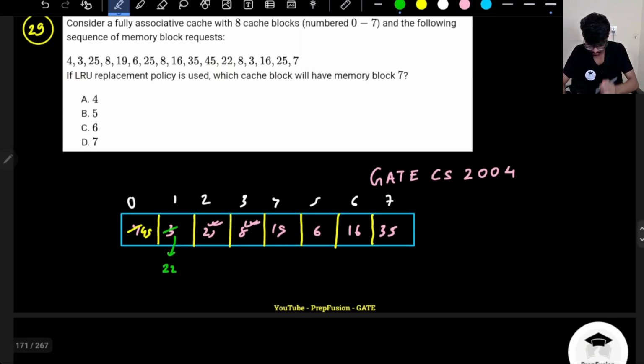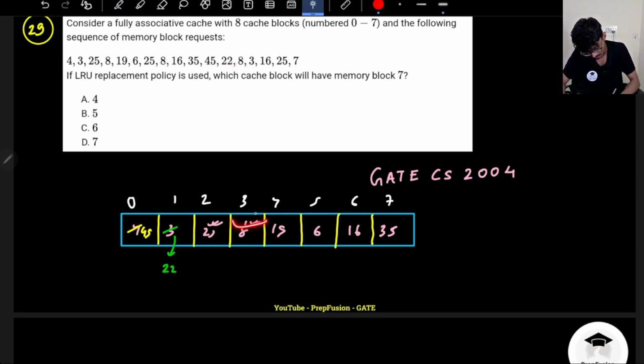Okay, next what will I replace? Next 8 is there, so 8 is already in the cache memory, so it will be a cache hit. Next I am calling 3. 3 is again not in the cache memory. Now what is the least recently used? The least recently used is actually 19.